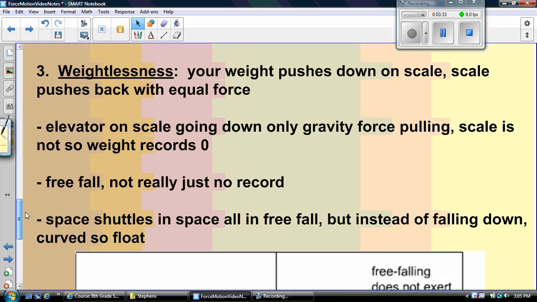So if you want to really lose some weight, just take your scale down on the elevator and it will record nothing. It will just show weightlessness because there is no force of the scale pushing on you, because you're just pulling down on the elevator. So that's what we call free fall. You're not really weightless, there's just no record of it. You have to have the reaction force. You have to have a way of measuring that, and the scale can't do that.